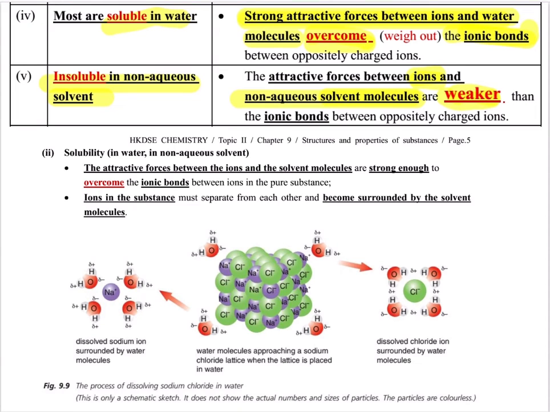Okay, so you roughly know ionic compounds are mostly soluble in water, and why? Because they have strong attractive forces between ions and water. So these are quite strong attractions. That's why it can overcome the ionic bond originally inside this sodium chloride crystal. Okay, so they are strong enough to overcome. So this is here.